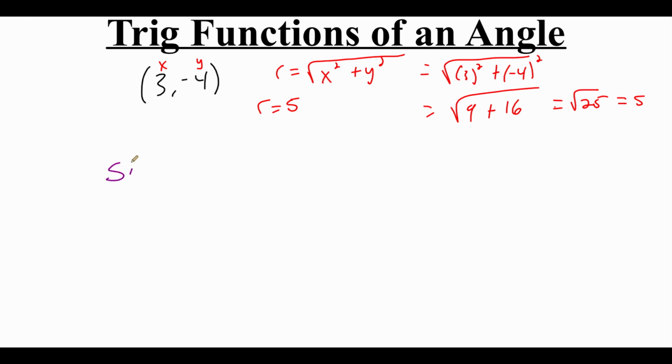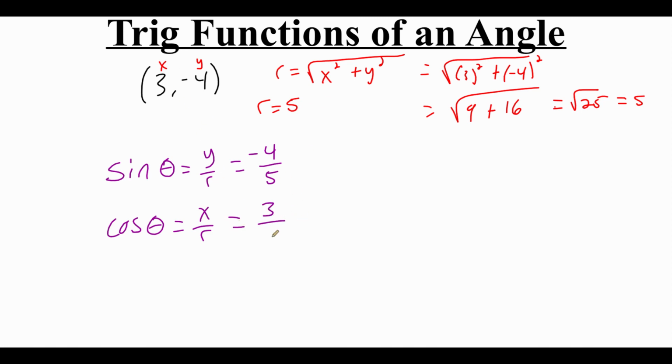So if I wanted to do the sine of angle theta, remember the sine we said earlier was going to be the y value divided by the r value. So the y value is -4 and the r value is 5. As far as the cosine of theta, to calculate that one, we said we were going to take x and divide it by r. So my x value from that ordered pair is 3 and that r value is 5. As far as the tangent of theta, we said we were going to do y divided by x. So that's going to be -4 over 3.